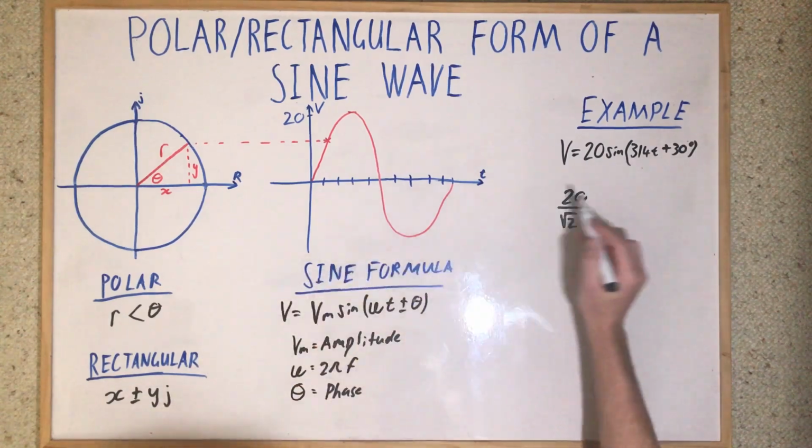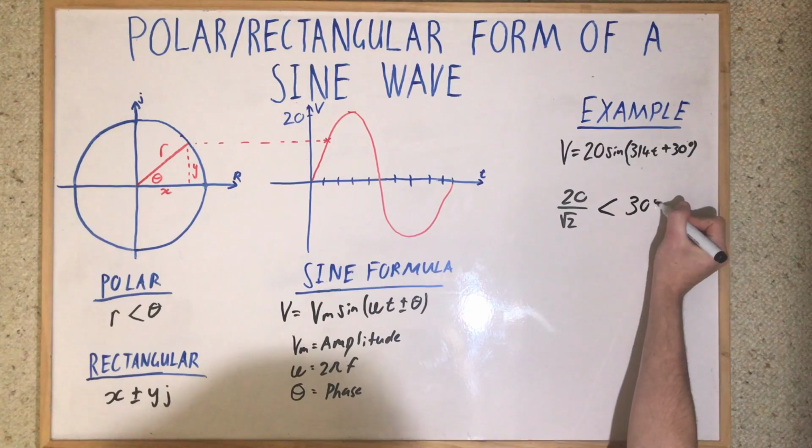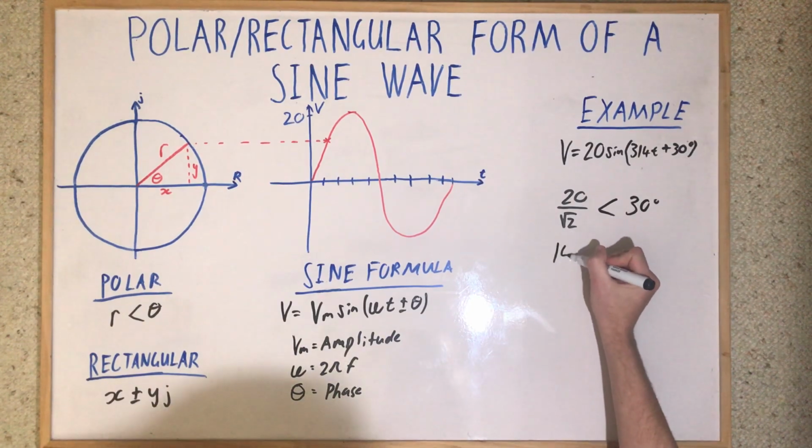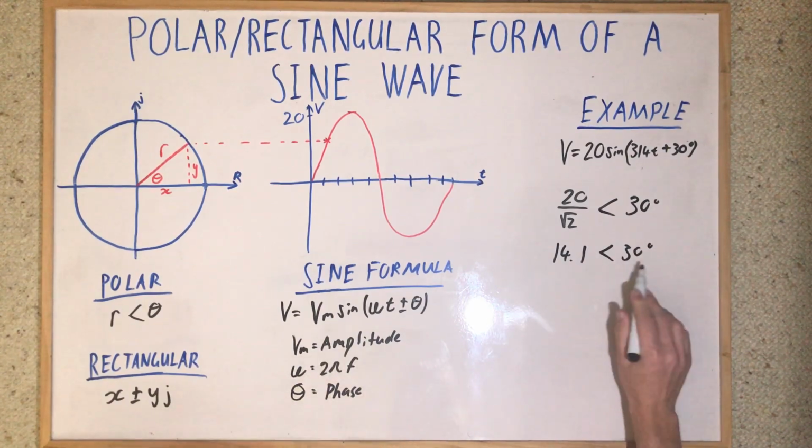For our angle, it's nothing more than taking this phase angle here, which is 30 degrees. Now I've already gone ahead and worked out that this is 14.1 angle 30, and that's our polar.